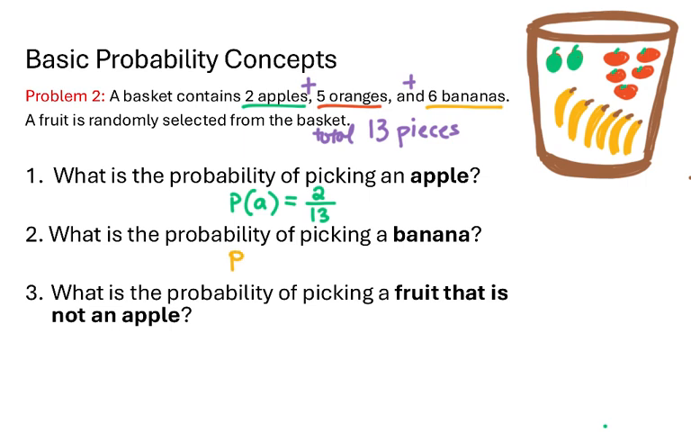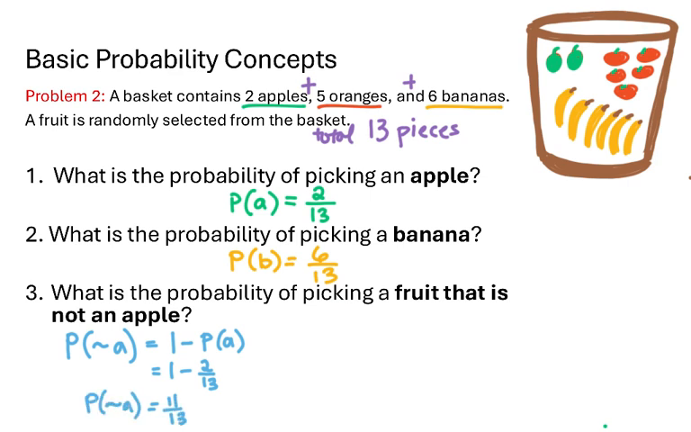Okay, the probability of picking a banana: how many bananas are there? There's 6, so 6 favorable outcomes out of a total of 13. Okay, this last one gets a little bit more complicated. It says, what's the probability of picking a fruit that's not an apple? There's a few ways you can think about it. We can write it this way: the probability that it's not an apple. That's actually called the complement. And the probability that it's not an apple is 1 minus the probability that it is an apple. In that case, that's 1 minus 2 out of 13, which we already calculated. If you put that in your calculator, you get that the probability that you don't pick an apple is 11 out of 13.